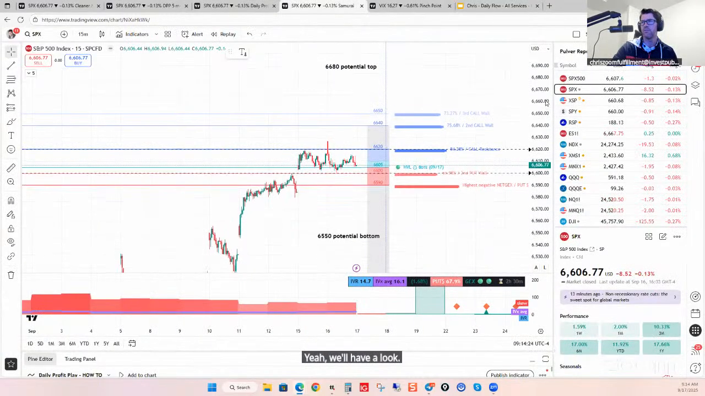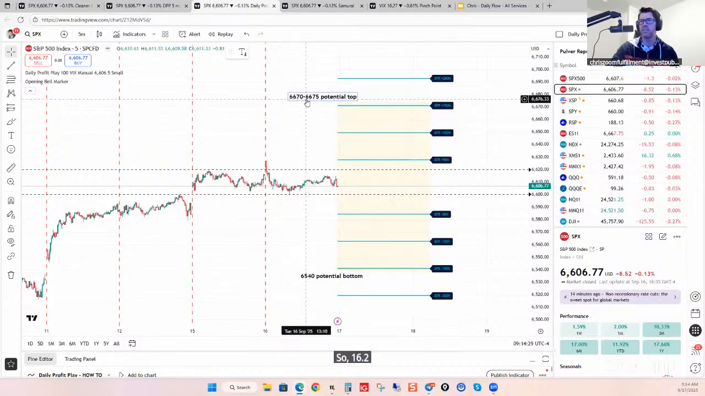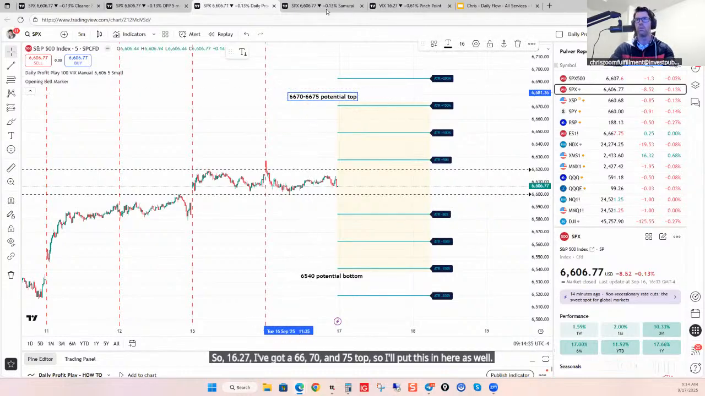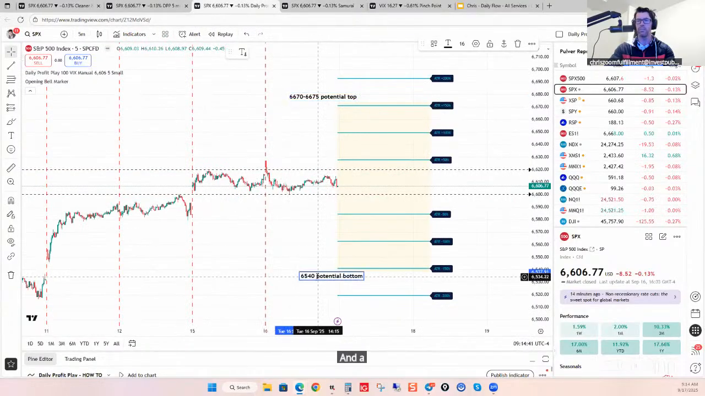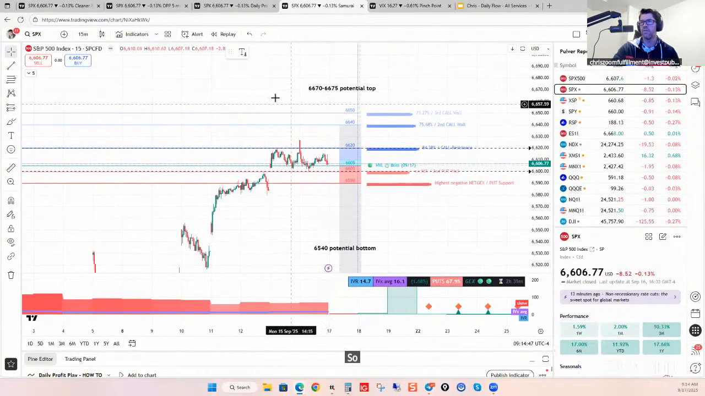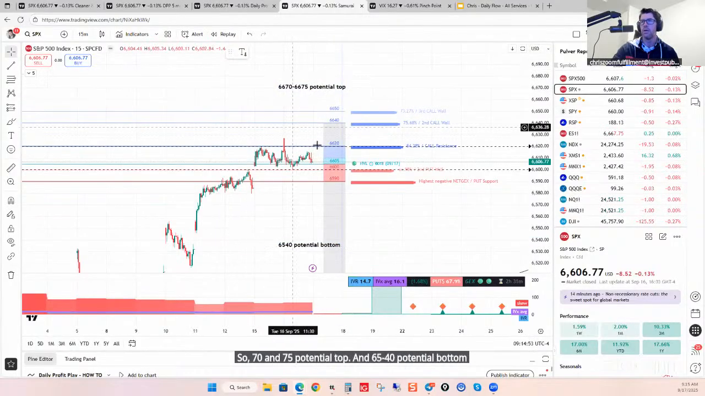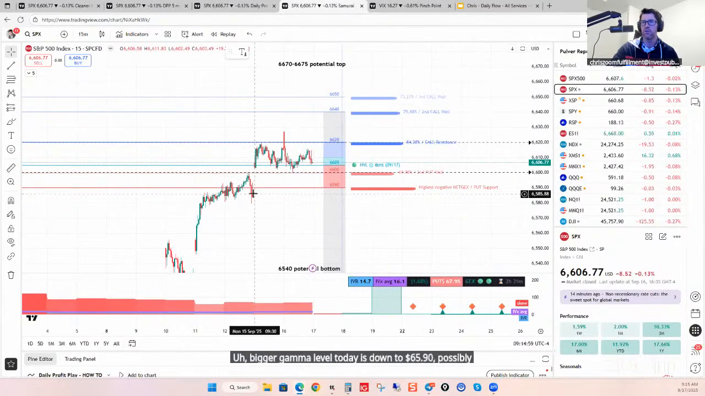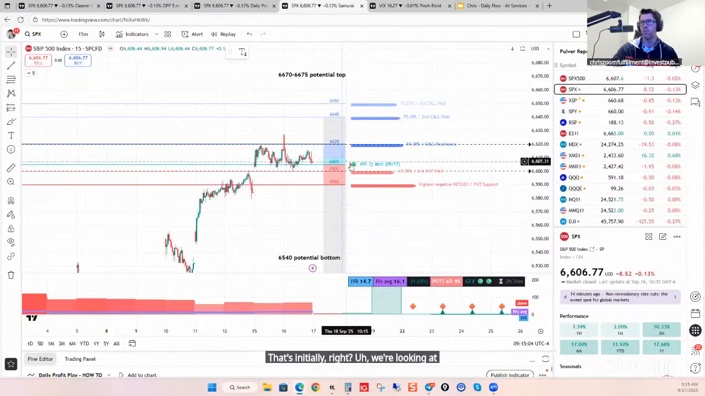Here are the gamma levels that I see for the day. So 16.27. I've got a 66, 70, and 75 top. So I'll put this in here as well. And a 65.40 bottom. So 70 and 75 potential top and 65.40 potential bottom. Bigger gamma level today is down to 65.90, possibly a gap fill from Friday. That's initially, right? We're looking at a plus minus about 40 points today.